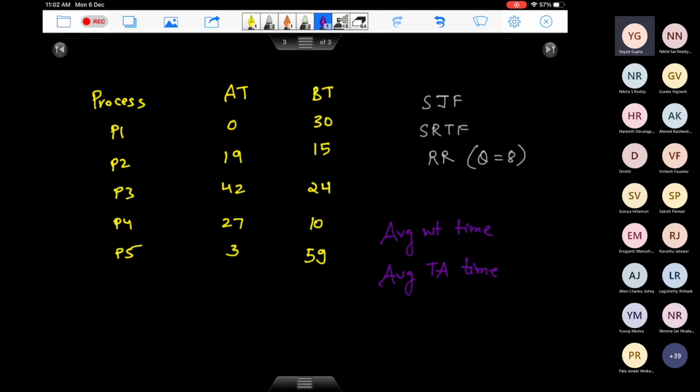As an example, at time 30, your process 1 will finish. At that time, you have process 2, process 4, and process 5. So one way you can do is to pick up process 5 because it arrived the earliest. Another way is you can assume that process 1 has the highest priority, process 2 has the second highest priority. So in that case, you can execute process 2.